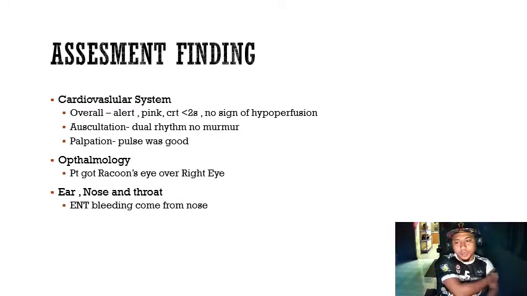Okay, about the cardiovascular system, this patient is overall alert, pink, CRT less than 2 seconds, with no sign of hypoperfusion. On auscultation of the CVS, or cardiovascular system, the patient has dual rhythm, normal, and the palpated pulse was good. About the ophthalmologic findings, the patient has a recognized injury of the right eye. For ear, nose, and throat, the patient has ENT bleeding coming from the nose.